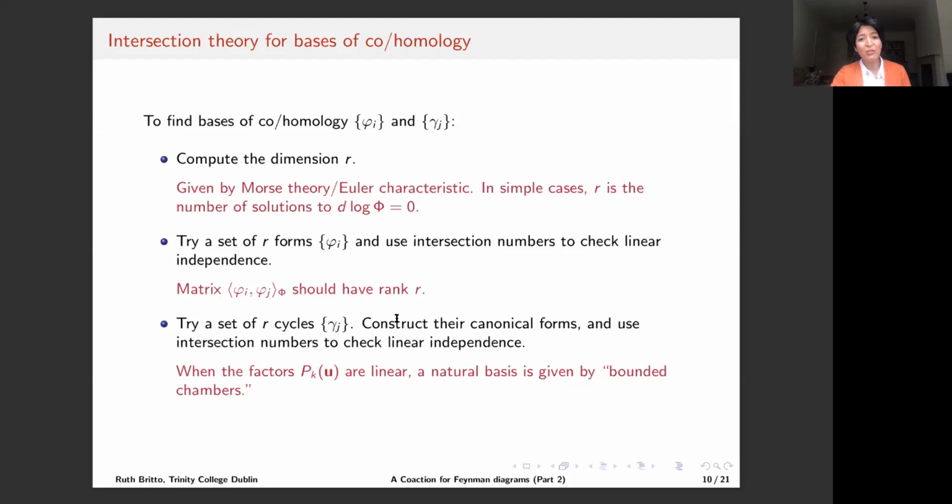And it's similar for the cycles, for a basis of homology. There we construct their canonical forms. So then we've moved into the space of forms again, and again use cohomology intersection numbers to check linear independence. Now here, where the factors, the polynomials, are all linear, as in the case of 2F1, there is a natural basis, which is given by so-called bounded chambers.